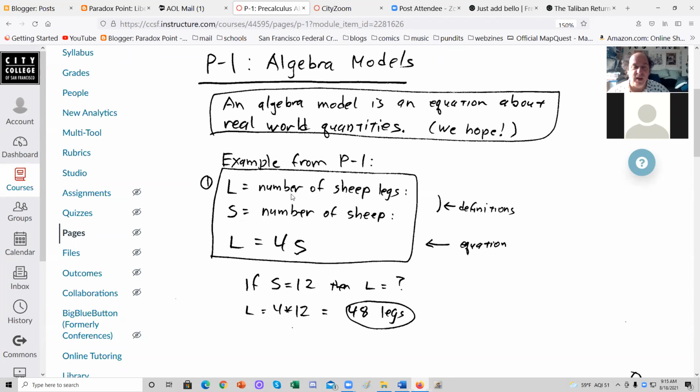For example, if L is the number of sheep legs and S is the number of sheep, then L, the number of legs, is 4 times the number of sheep. L equals 4S. I almost said S equals 4L. You really have to watch out about which is 4 times which.